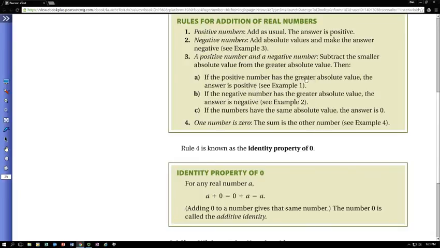And if the positive number has a bigger absolute value, or the positive number is farther away from 0 than the negative one, hey, guess what? You're going to stay on the positive side of 0. That would be the same thing as saying, hey, I got a -5 plus 7. Well, that means I'm going to go to the left 5, and then I'm going to go to the right 7. Which side of 0 am I going to end up on?